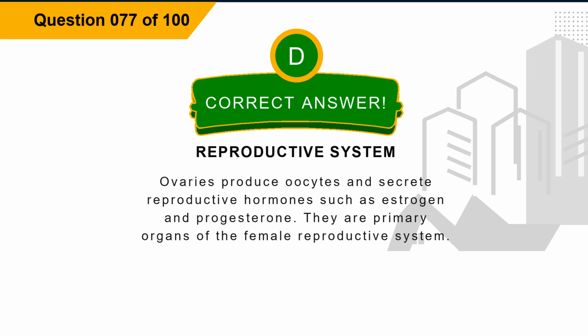Explanation: ovaries produce oocytes and secrete reproductive hormones such as estrogen and progesterone. They are primary organs of the female reproductive system.